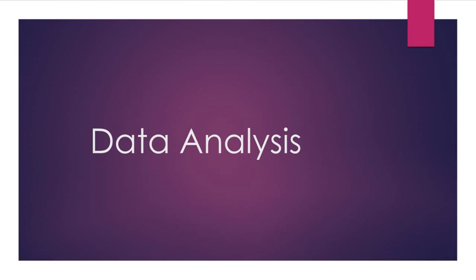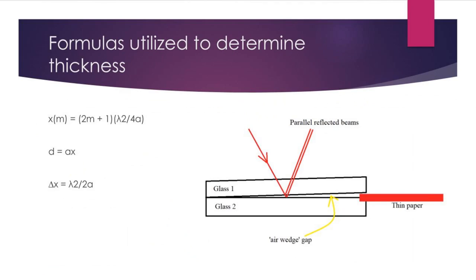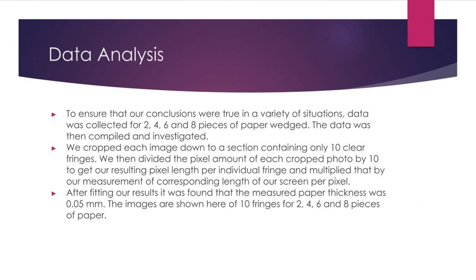Slides from Dr. Zhao's lectures were referenced, and the formulas that were used to find thickness include D equals AX and XM equals (2M plus 1) times lambda over 4A. To ensure that our conclusions were true in a variety of situations, data was collected for 2, 4, 6, and 8 pieces of paper wedged. The data was then compiled and investigated.